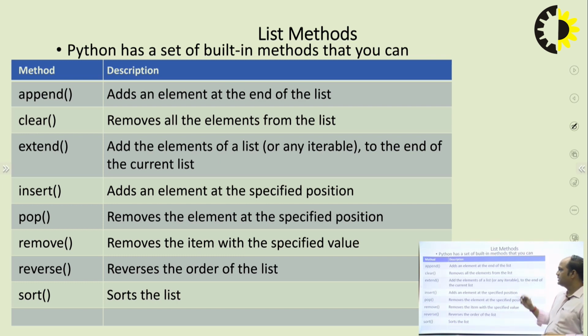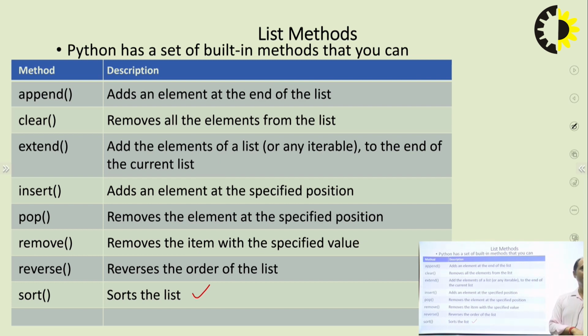And the extend method, what is the purpose of extend? It adds the elements of a list or iterables to the end of the current list. And the insert method, I have already discussed, adds an element at the specified position. The pop method removes the element at the specified position, and remove removes the item with the specified value. The reverse method is used to reverse the order of the list. And the sort method, we have already discussed.